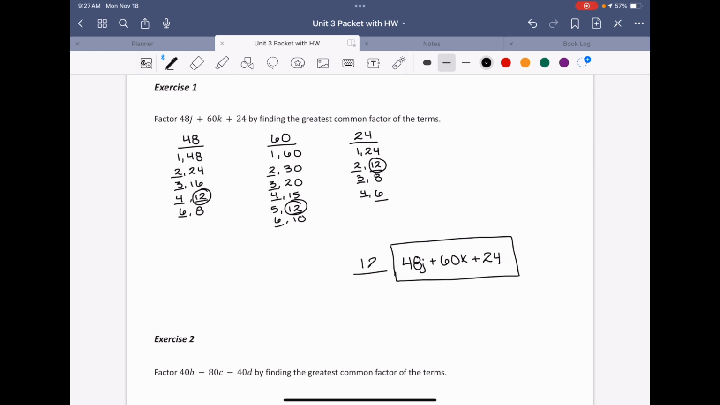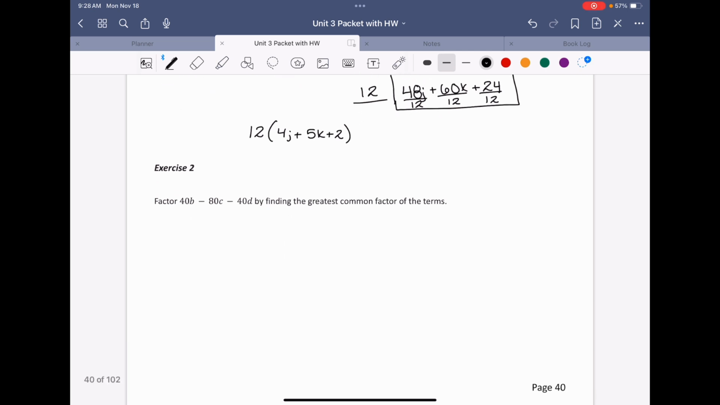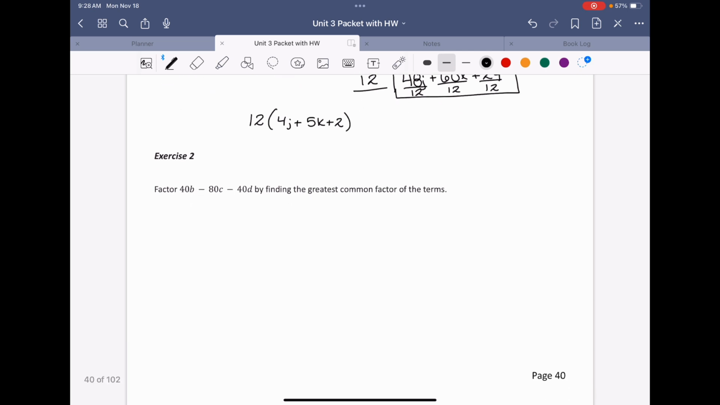And divide out my GCF. 48 divided by 12, I'm going to get 4j plus 5k plus 2. My answer, make sure you rewrite it, 12 times 4j plus 5k plus 2. Right, down to exercise 2. We're going to do the same thing, so go ahead and try this on your own.